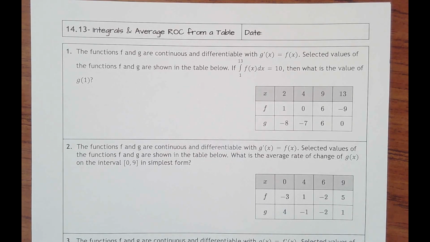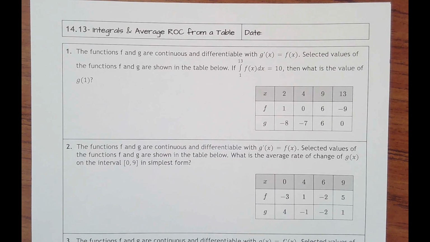Lesson 14.13 is integrals and average rate of change from a table. These problems, I found, you have to be very, very careful on what the question is asking you to find, because there are several different types in this lesson. That's why we're doing 6 different examples together, because I really want you to understand what they're wanting you to find for each problem based on what the wording says.